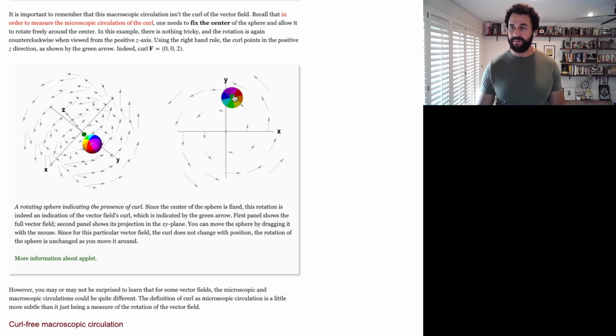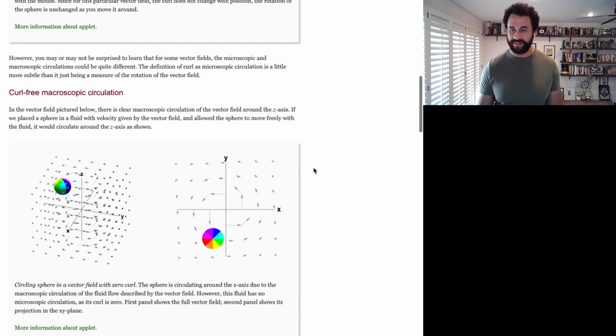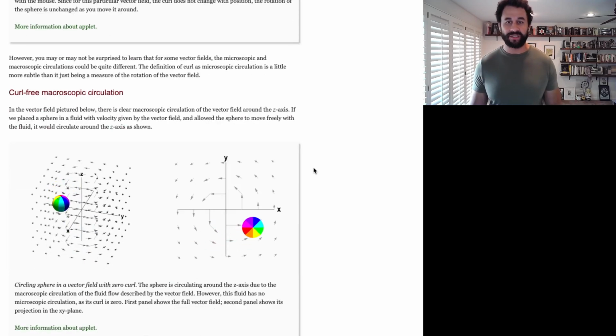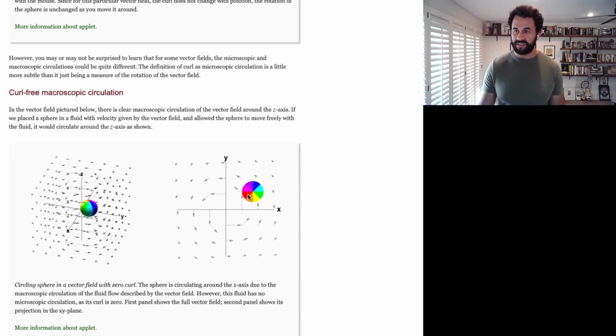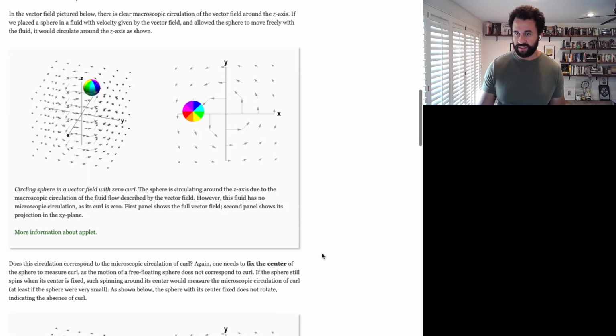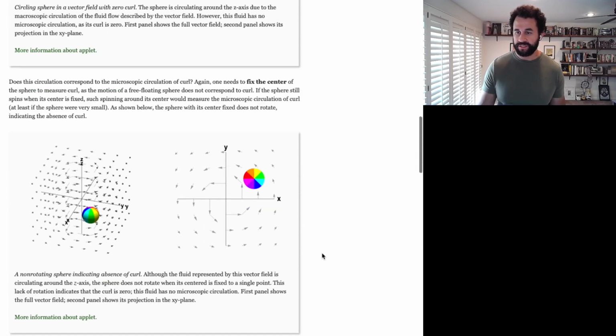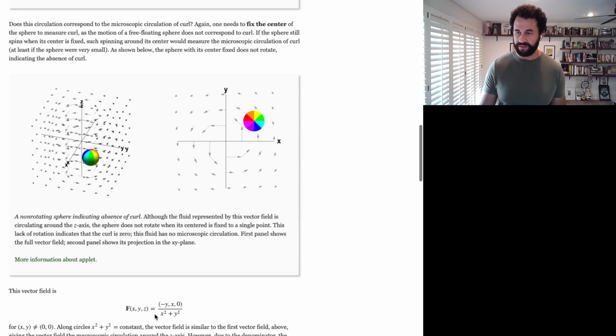So here's a sphere, and notice that when it's fixed, it's spinning. So there's a curl going on there. Curl is actually non-zero at that point. However, you can have a macroscopic circulation that doesn't admit any curl, any microscopic circulation. So this is an example here, and I think he actually has the vector field given right here. This is the vector field.